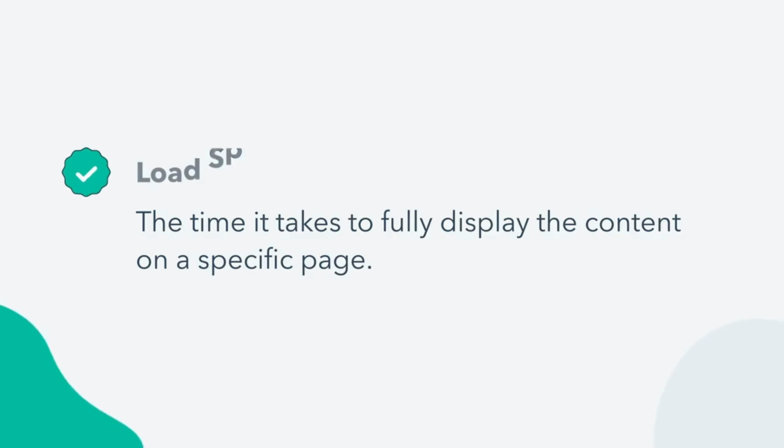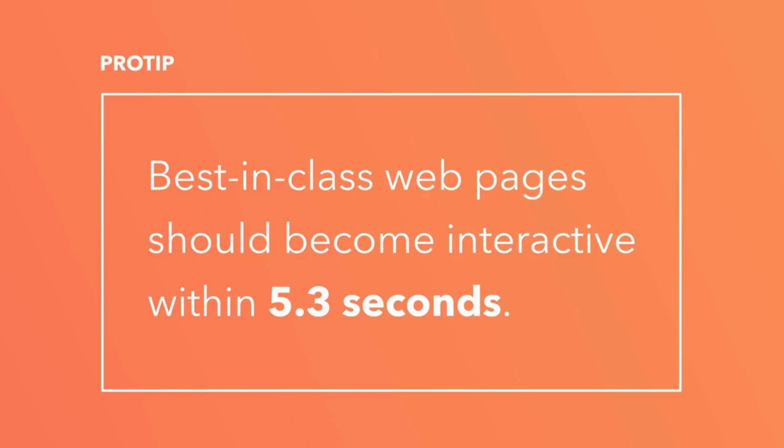The first criteria to look at when optimizing your website is the overall page load speed. Load speed is the time it takes to fully display the content on a specific page. Best-in-class web pages should become interactive within 5.3 seconds. That's how long people are willing to wait before they start clicking that back button and finding a different website that loads faster.